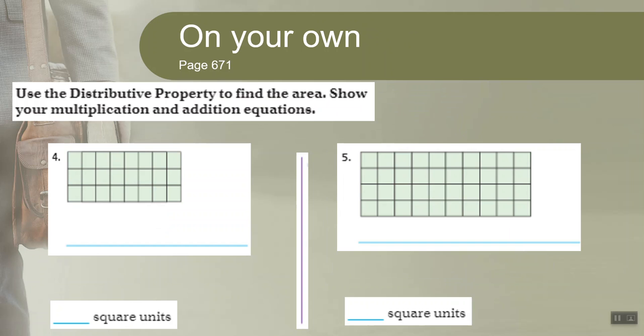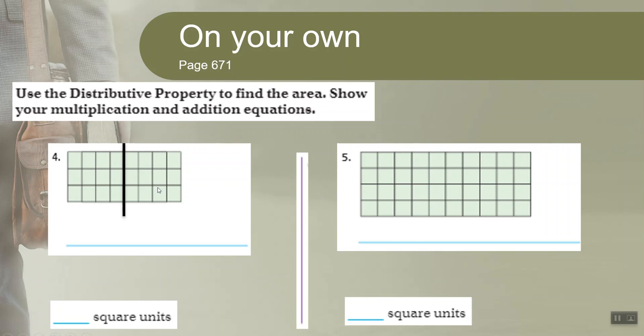And now, page number 671, on your own. Use the distributive property to find the area. Show your multiplication and addition equation. For figure number 4, we will divide it into two smaller rectangles. Then, to find the area, we need to find the area of each rectangle. Then we will add them.